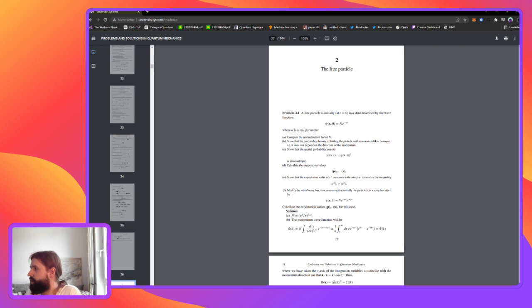So what I want to do now is move to the second problem, the free particle, the second section, and approach problem 2.1. I don't have much time today, but at least I want to do that first initial mental breakdown of what the problem looks like, and how we can approach it without looking at the solution if possible.